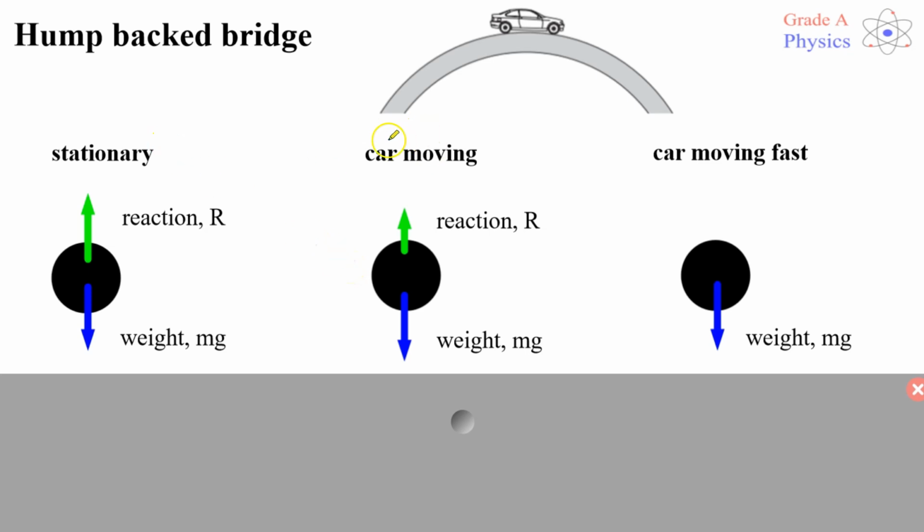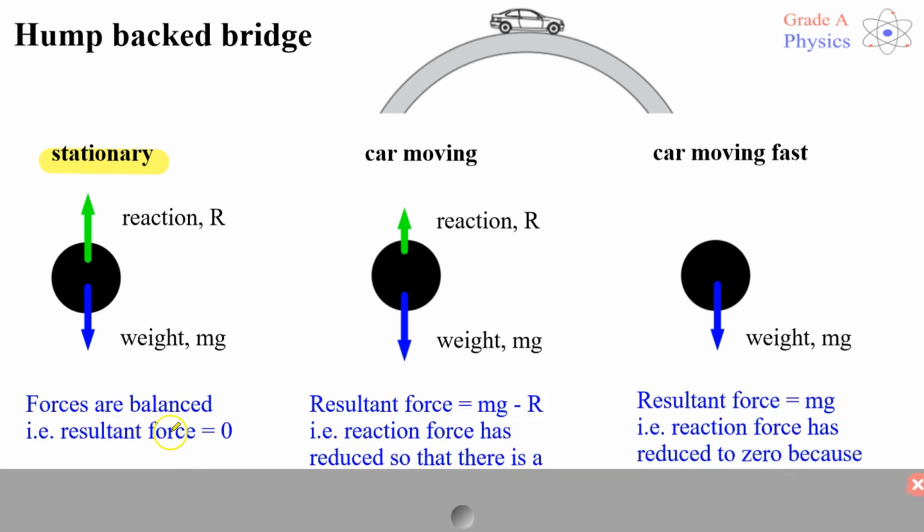So the first one is this type of bridge, a humpback bridge. So obviously slightly exaggerated here. Really typical question. So first of all, we'll consider if the car is just parked on a bridge like this, then what are the forces? Well, we've got the weight acting downwards, we've got the reaction force acting upwards, and if it's not moving, then these forces will be balanced, and we have zero resultant force, so that's straightforward.